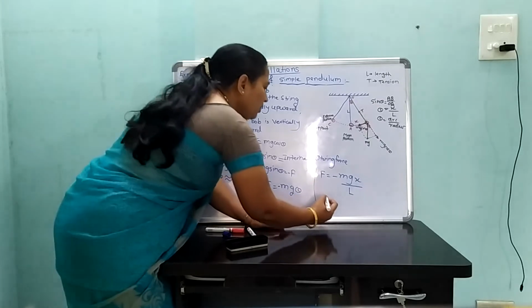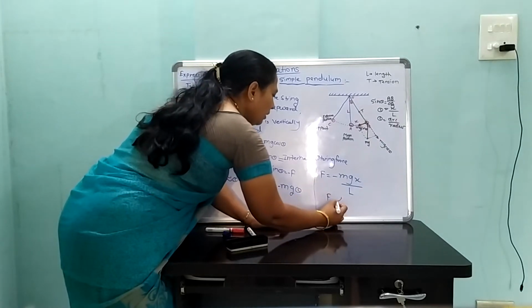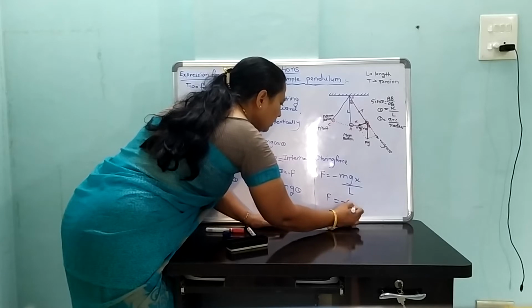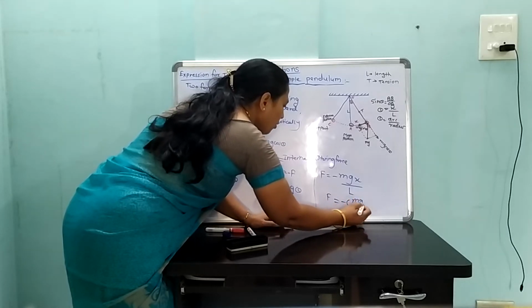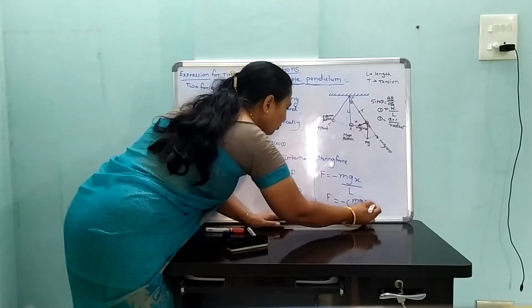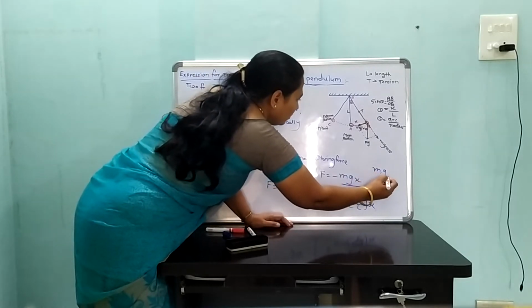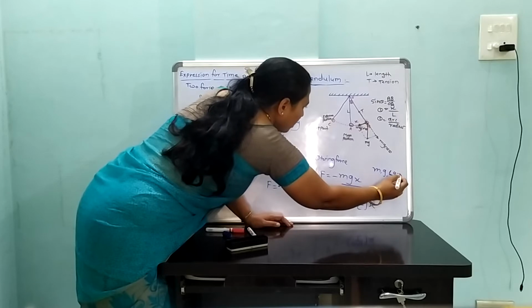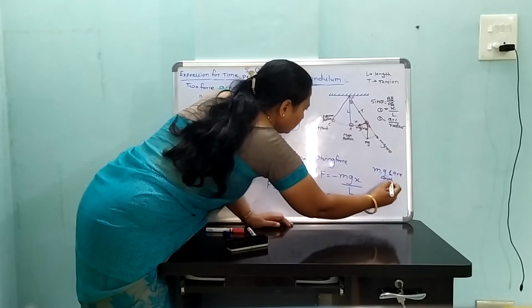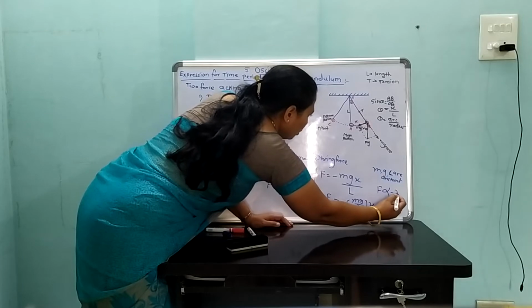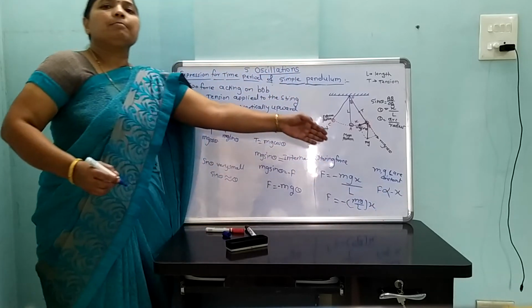Therefore, F is equal to minus (mg upon L) into x. mg and L are constant. Therefore, F is directly proportional to minus x.